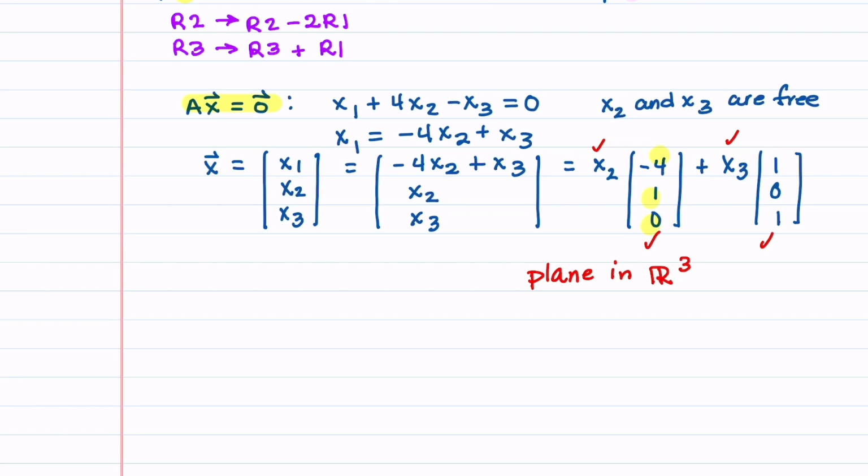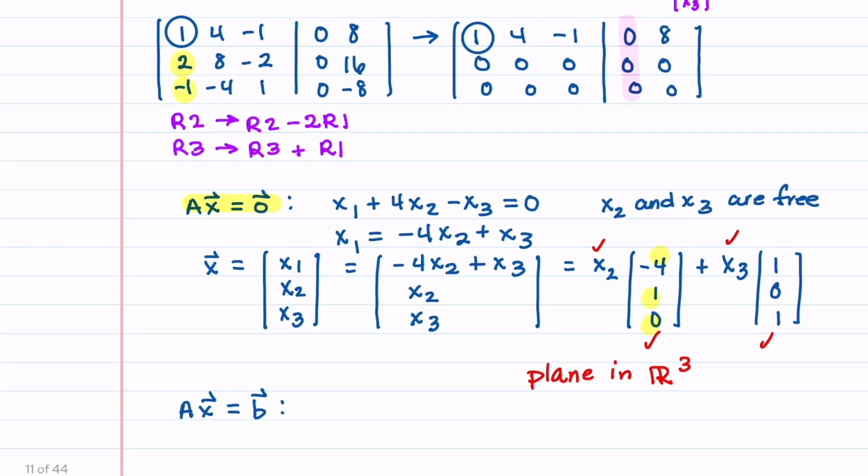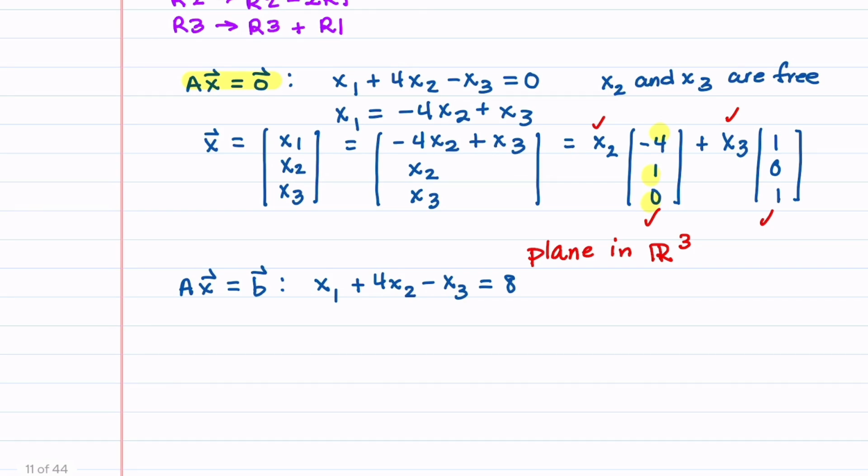Now let's go ahead and solve A times x is equal to b. Let's go back up here and take a peek. We're going to have the same thing: x1 plus 4x2 minus x3. And now instead of a 0, we're going to have an 8 on the right-hand side. We'll solve for x1. So our x1 is minus 4x2 plus x3 plus 8.